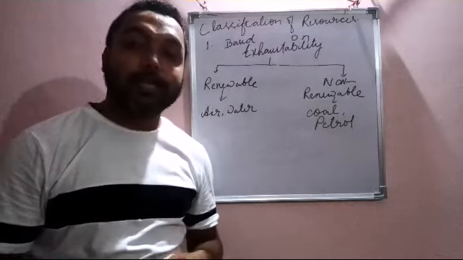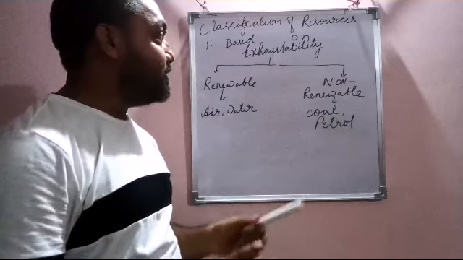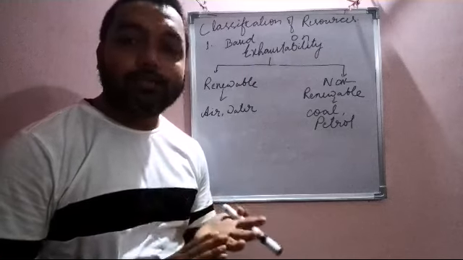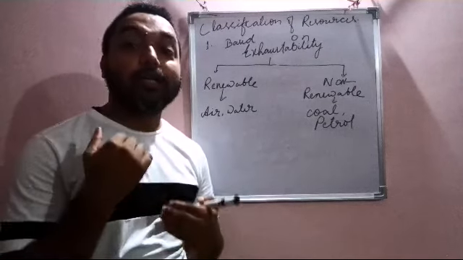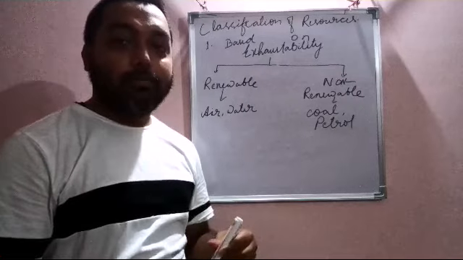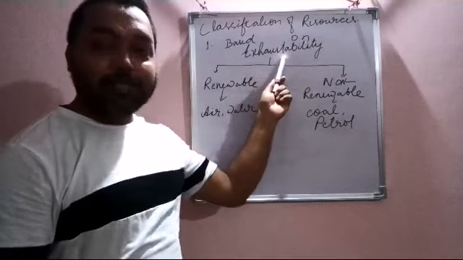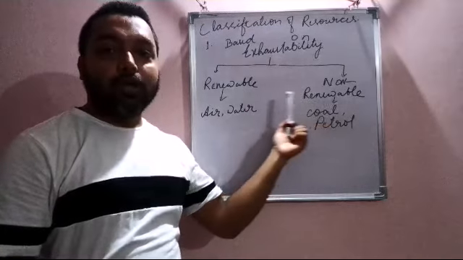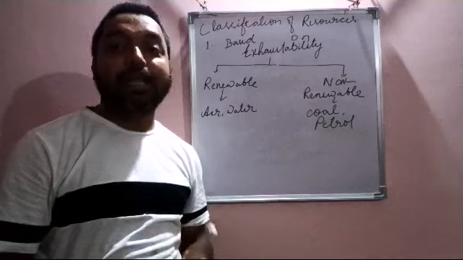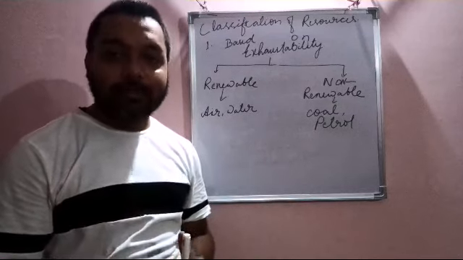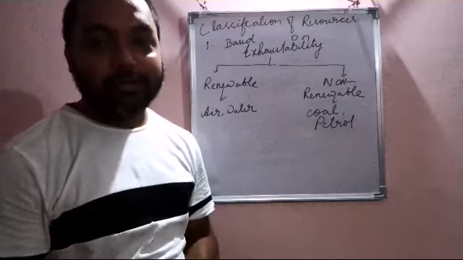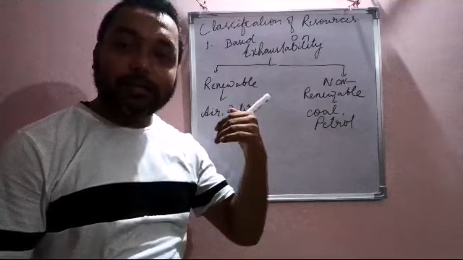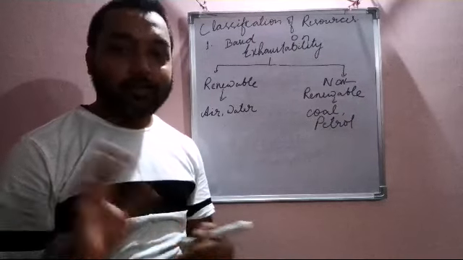Let us move on to the next classification, based on exhaustibility. Exhaustibility means once it is used, it gets finished. For how long it stays, that is called exhaustibility. Based on exhaustibility, resources can be classified into two types: renewable resources and non-renewable resources. Renewable resources are those which can be renewed. Once used, they don't get finished, but get renewed again. Non-renewable resources are those which once used, get finished forever. They don't get renewed again.